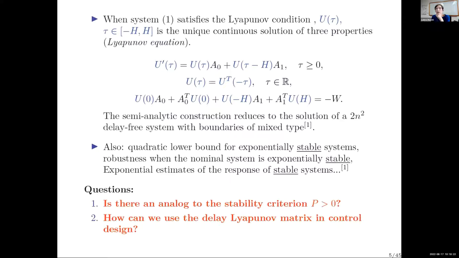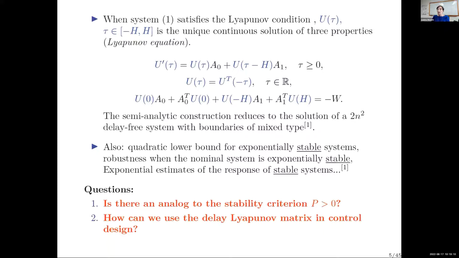So there are two questions that appear naturally. One is, is there an analog to the stability criterion P positive definite that we have in linear delay-free systems? That's the main question we will address today. And the second question, the second part of my talk, is how can we use the delay Lyapunov matrix in control design? Because we know that the matrix P for the delay-free case is related to the Riccati equation, for example, in optimal control. There are many applications; the matrix P is very useful in control design, okay?